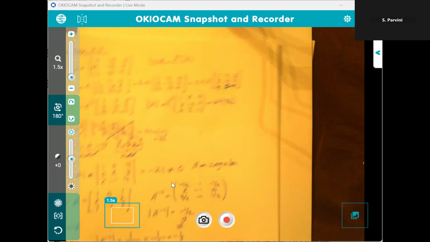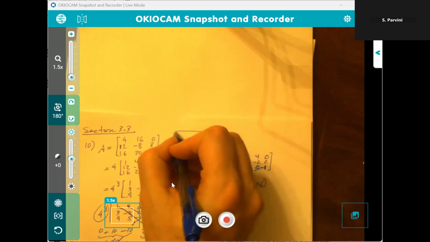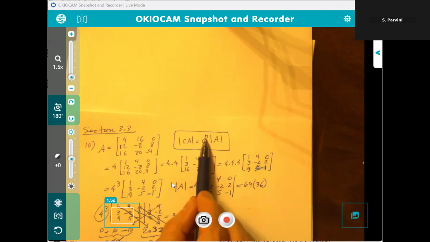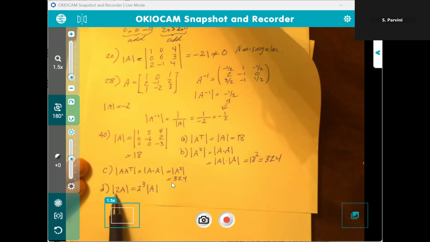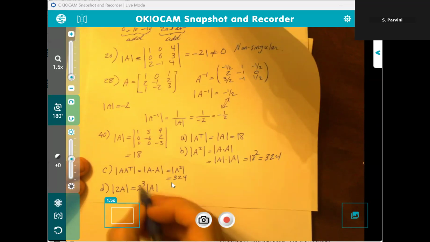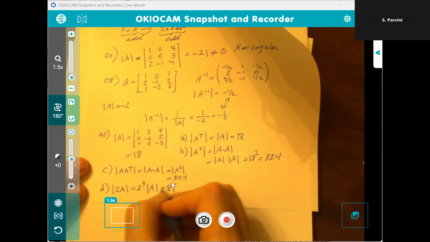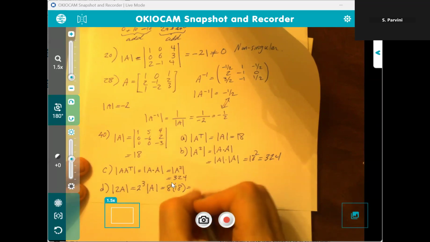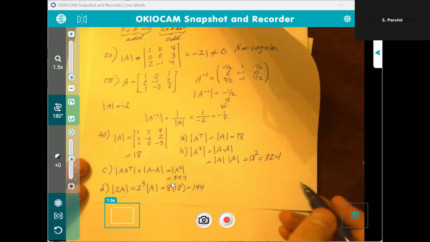Remember, a constant multiple of A. Let's go back here. This is what we're using. If you have a constant multiple of A, you do the constant to the power of the order of the matrix. The constant here is 2, and the order is 3. This is a 3 by 3. So you go 2 cubed times determinant of A, and 2 cubed is, of course, 8, times 18. That would be 144.